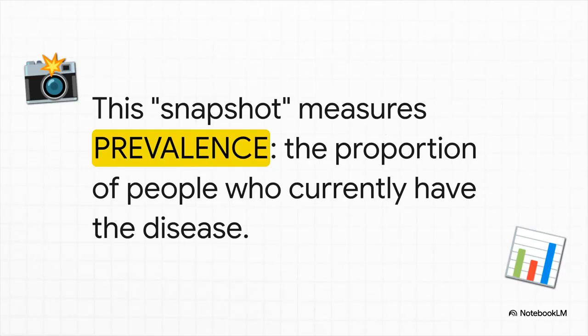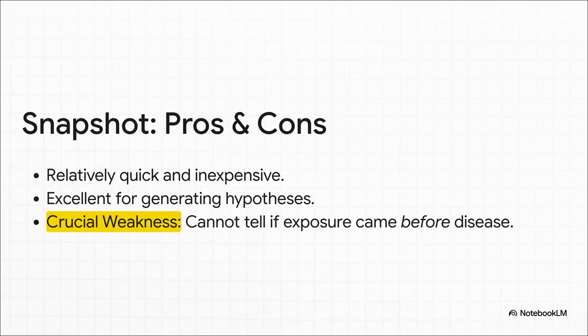And what this all boils down to is that this kind of study answers one key question: what's going on right this second? It measures something called prevalence, which is just the proportion of existing cases in a group of people, so it's great for understanding the current burden of a disease. So what's the catch? Well, these studies are fantastic for generating clues or new ideas. We call them hypotheses because they're pretty fast and they don't cost a ton of money.